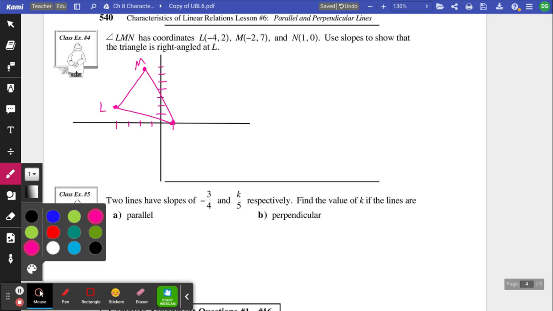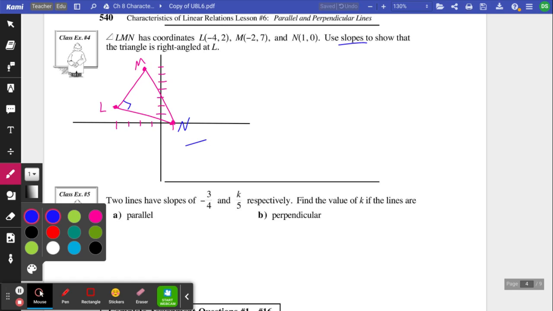And it says use slopes to show that the triangle is right angled at L. If it was right angled at L, wouldn't that mean something? What would you have to know or show? How could you show something was right angles? What does it mean to be right angled? 90 degrees, which means perpendicular. Oh, so I need the slope of LM to be perpendicular to the slope of LN. Agreed? So who cares about MN? Don't even do that one. So if you draw a good picture, you only have to do this twice. As soon as you find the word slope, start using it.